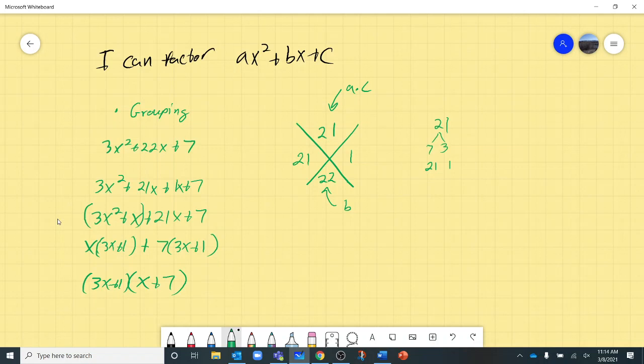We need to find a common factor: we multiply a times c, put that at the top, and work through like this. Okay. This x thing is not necessary for you to know or to use. It's just to help keep track of your numbers.